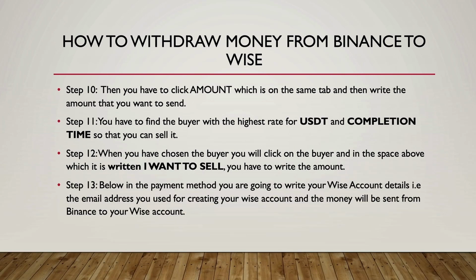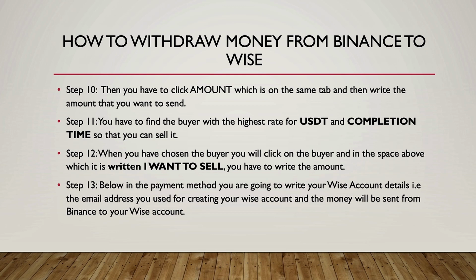Step 10, then you'll have to click on amount, which is on the same tab, and then write the amount that you want to send. And after that, you have to find the buyer with the highest rate for USDT and completion time so that you can sell it. Like you want a buyer with the highest rate for USDT or USD and with the lowest completion time that can transfer the amount of money in the least amount of time. The less amount of time they can spend, the more quickly you're going to get the money.